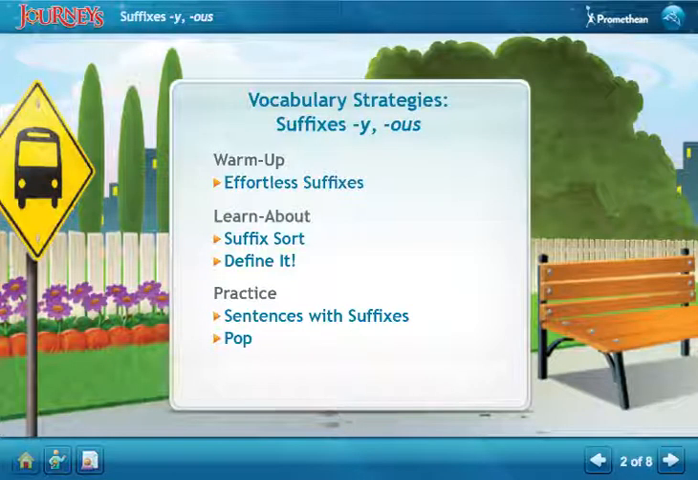In this lesson, we're going to talk about suffixes, and especially the suffixes that end in Y and OUS. These are some of the activities we're going to be working through in this video today.